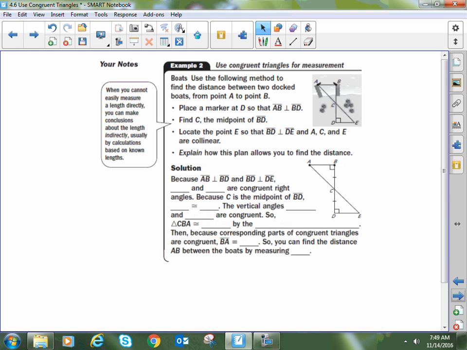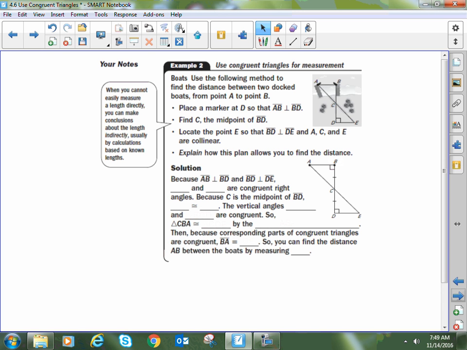So here's an example where they're trying to show you how it can be applied outside of just a classroom. So we have these docks A and B, and the boats are tied up at them, and maybe we want to know how long of a rope we need to have to tie those things together, or we're going to build a connector between them. I don't know. So what they're doing is, well, we can't measure the distance between A and B directly because it's over the water. But if we create a set of congruent triangles, then we can measure its length indirectly.